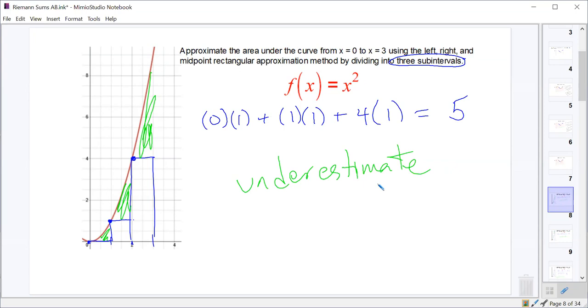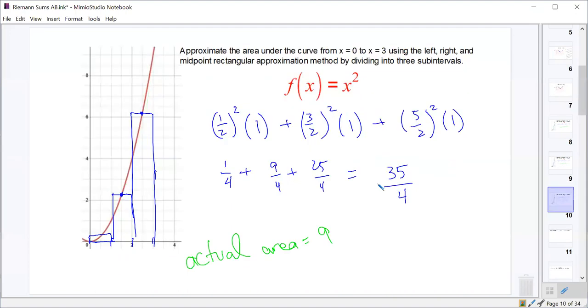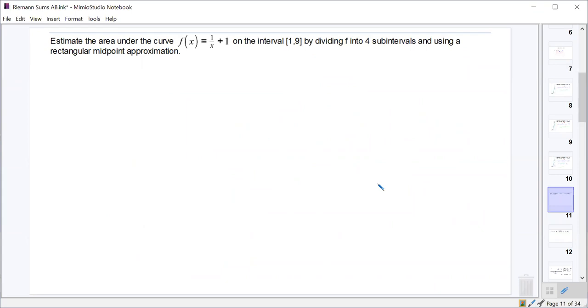Any other questions on that, or everybody good? All right, I'm going to give you guys just a minute or two to see if you can approximate the area underneath this curve, 1 over x plus 1, on the interval from 1 to 9. I want you to divide it up into 4 equal subintervals and use a midpoint approximation. Does that make sense what I'm asking you to do?